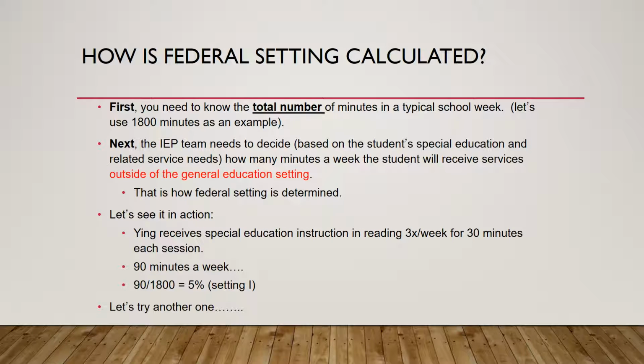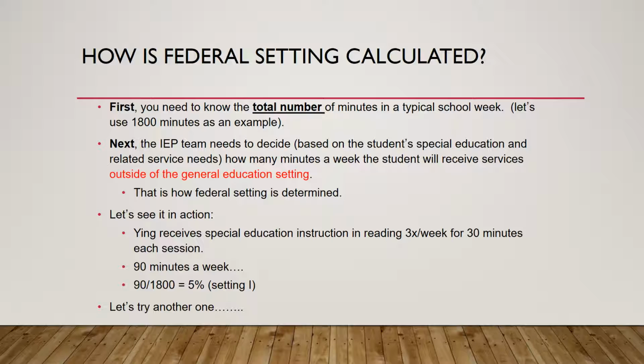Calculate the federal setting. First, you get out your calculator and you figure these pieces out. You need to know the total number of minutes in a typical school week. Let's use 1,800 minutes as an example. Next, the IEP team needs to decide, based on the student's special education and related service needs, how many minutes a week the student will receive services outside of the general education setting. That is how the federal setting is determined.